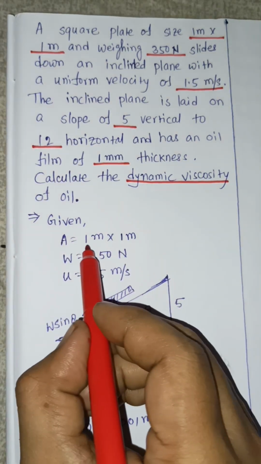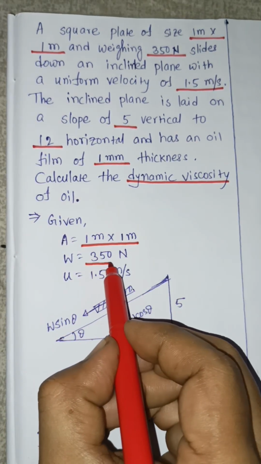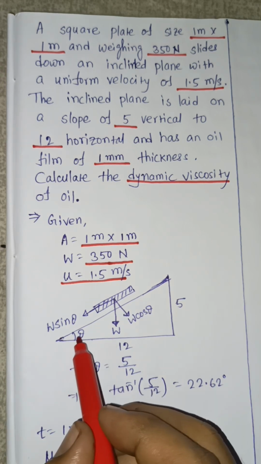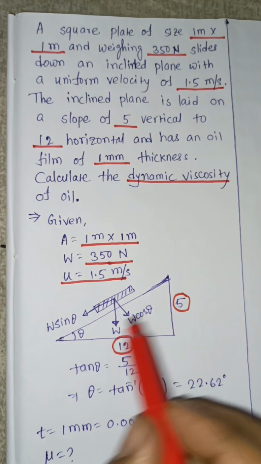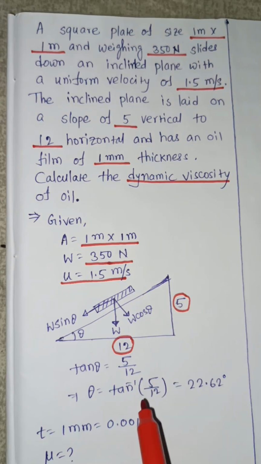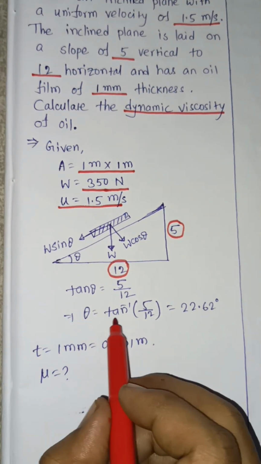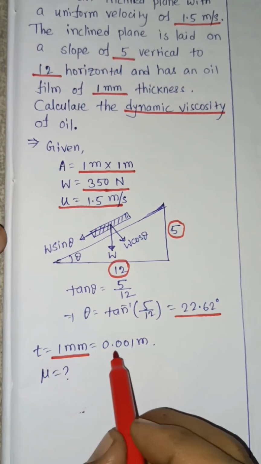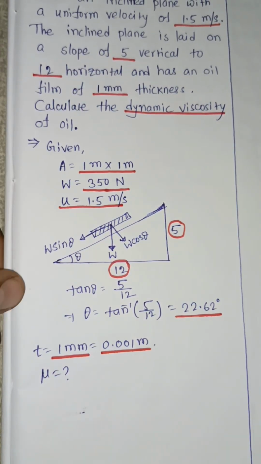So what is given in this question? Area, that is 1 meter into 1 meter, weight, that is 350 Newton, and U, that is 1.5 meter per second. So here, this is 12 given, and this is 5 given. If the angle is theta, then the value of tan theta will be 5 by 12. So from here you can get the value of theta, that is tan inverse 5 by 12, equal to 22.62. And the thickness which is given, that is 1 mm, that is equal to 0.001 meter. You have to find out the viscosity mu.